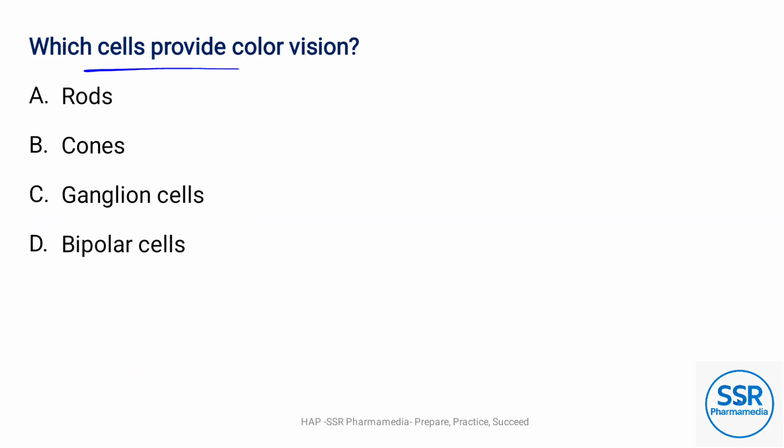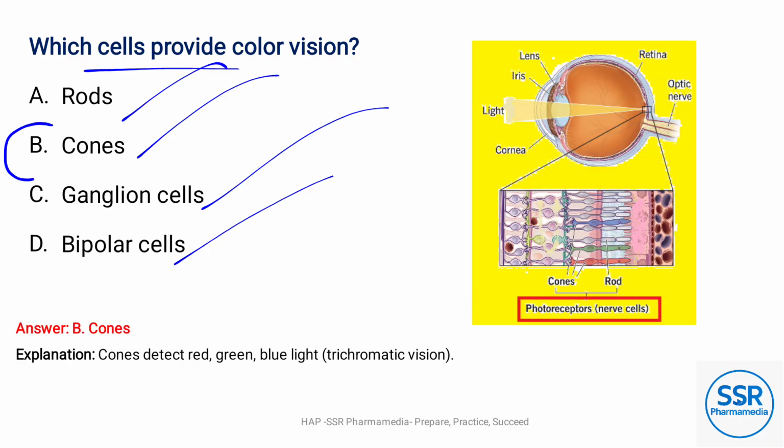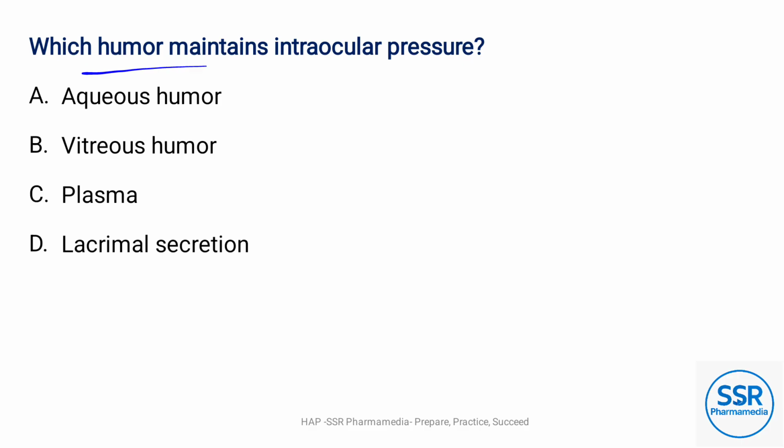Which cells provide color vision? Option A rods, option B cones, option C ganglion cells, option D bipolar cells. So the answer is option B, cones. Cones detect red, green, and blue light, so trichromatic vision. This is the rod cells, this is the cone cells, and this one is the rod cells. So, photoreceptor cells.